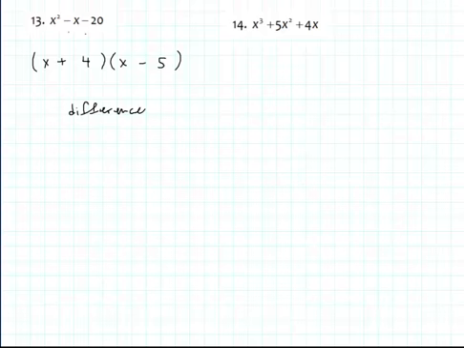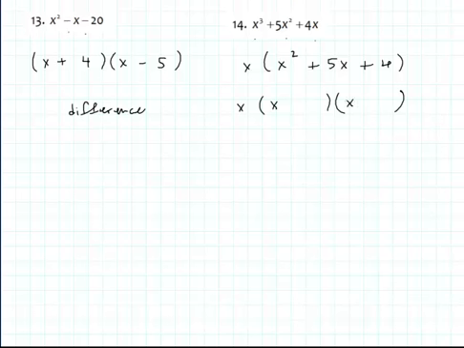This one is a little different. I see that I have an x in common in all these terms, so I'm going to factor that out to begin with. And then this trinomial in the parentheses is like the previous problems. We'll go ahead and jump to the final answer. Split the x squared up here and here. Split that 4 up. I'm thinking with a 4, to get a 5, I need a positive 4 and a positive 1.